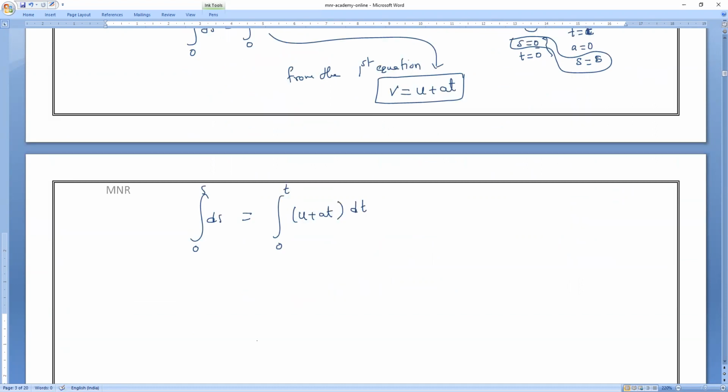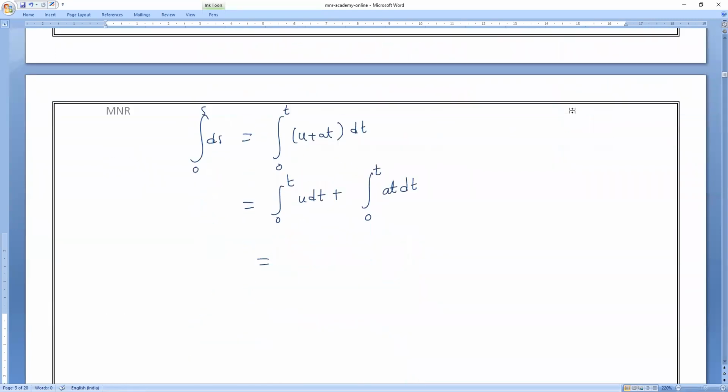Now this is like a plus b, so split the integration. The integration from 0 to t of u dt plus the integration from 0 to t of at dt. Is it okay? Now apply it here. u is constant, we already assumed u is constant, so the constant will come out. So u, integration from 0 to t, dt.